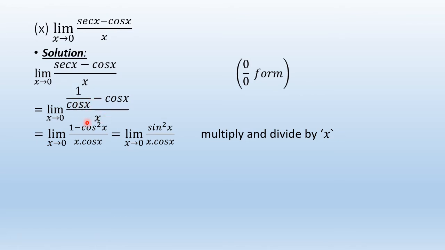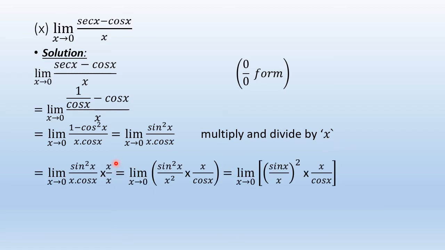Okay. So now this 1 minus cos square x can be written as sine square x. And now what do we have? We have sine square x here, so we need an x square down there. So we multiply and divide by x. Here it is. So I write it as sine square x divided by x square into x by cos x. You can say it like this, and this can be written as (sin x by x) whole square.